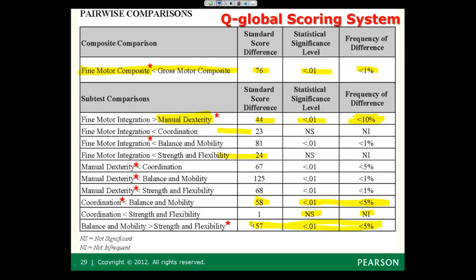So looking at this type of chart really starts to help us develop treatment plans, right? Develop interventions or goals, or what do we want to address. We see that manual dexterity is a significant weakness for her. We see that there are probably some areas in coordination we want to address, as well as strength and flexibility. Okay, so let's move on and see what that looks like.